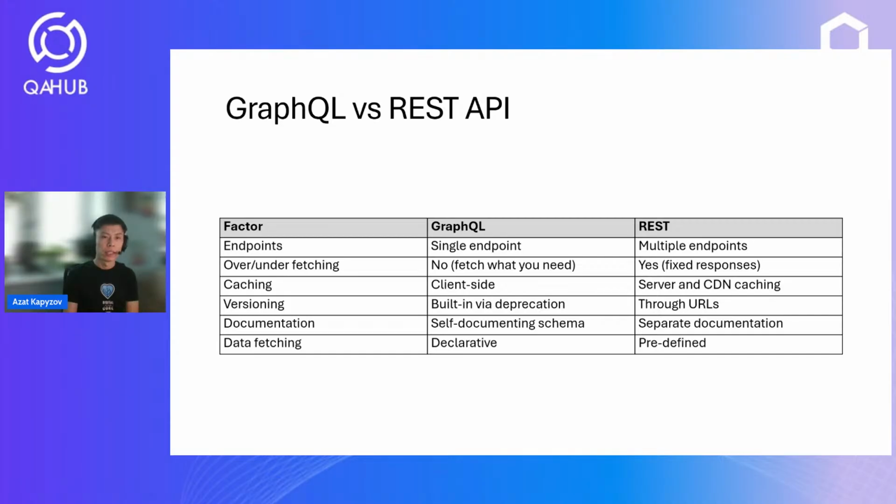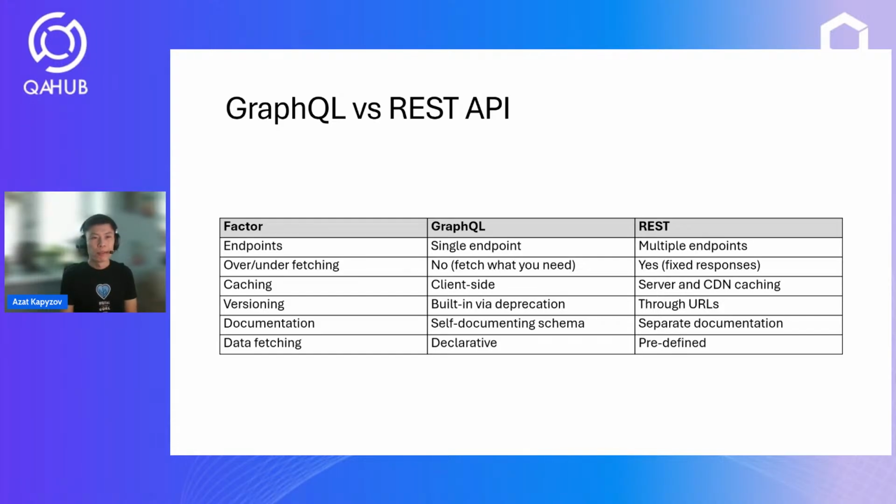As for versioning, in GraphQL, it's built-in via deprecation, and in REST API, it's through URLs. As for documentation, in GraphQL, it's a self-documented schema. We will talk about it later today. I will show you what schema is, and it's really nice documentation. And as for REST API, usually it's separate documentation.